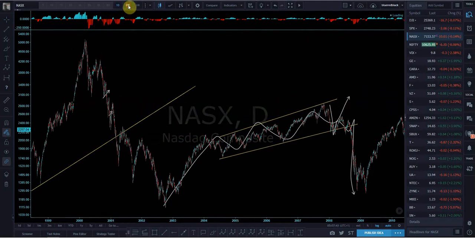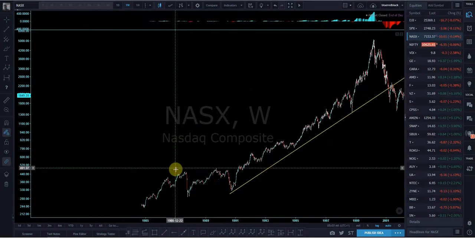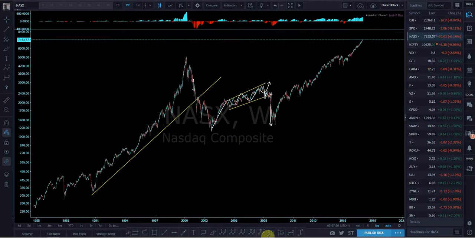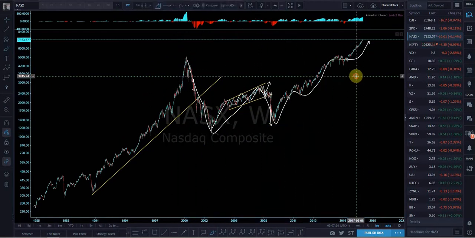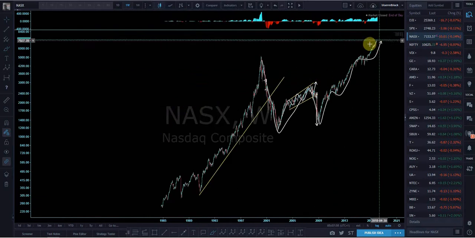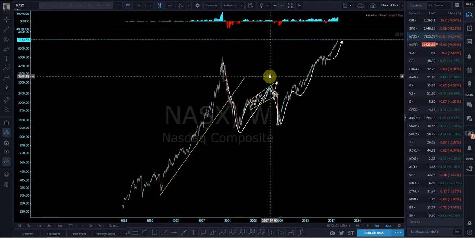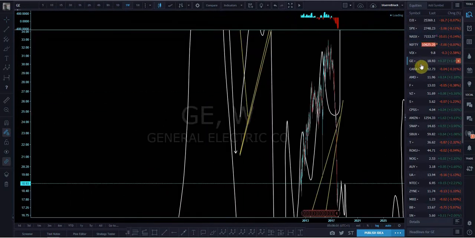So let's look at the weekly one more time and you'll notice that you have a perfect three-wave correction here, but you have a bigger 1, 2, 3 before it starts going again. So same thing, I think we still have a way to go. We might see another small correction, but have a way to go before you get the next big one like this here. GE, we'll take a look at a few more.